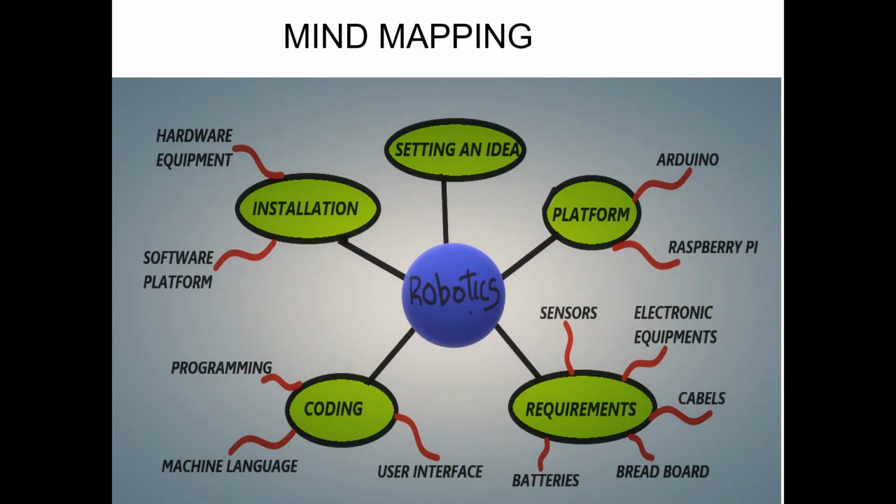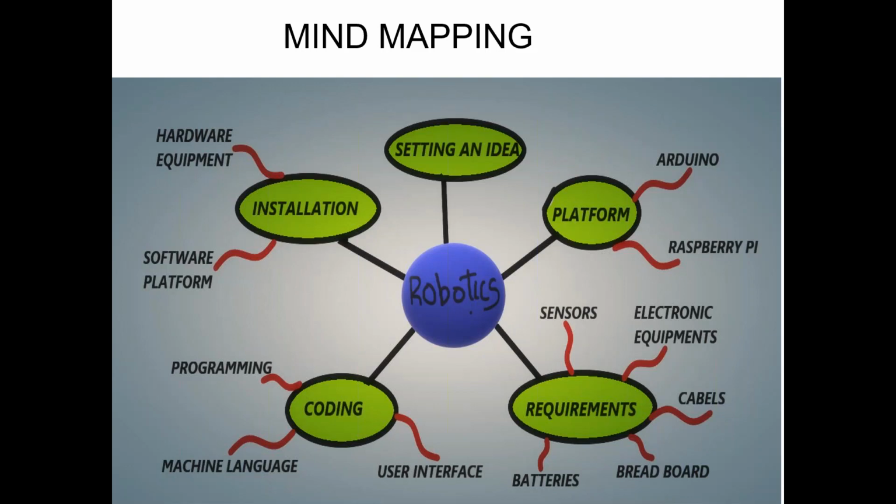You can see the green color ovals, which is the second process, like develop. What have I written there? Those are the 5 steps of how to build a basic robot. In the first slide I have shown you, right? The same thing I have written. Setting an idea. Come in a clockwise direction, you will understand where I am pronouncing my words. Setting an idea. Second one is platform. Third one is requirements. Fourth one, coding. And fifth one, installation. This is the second step of your mind mapping, that is develop.